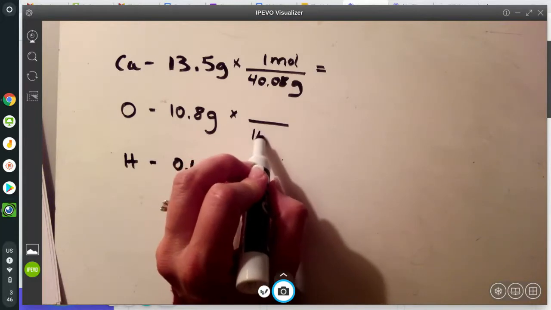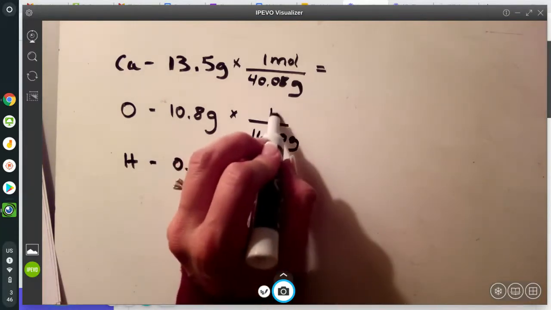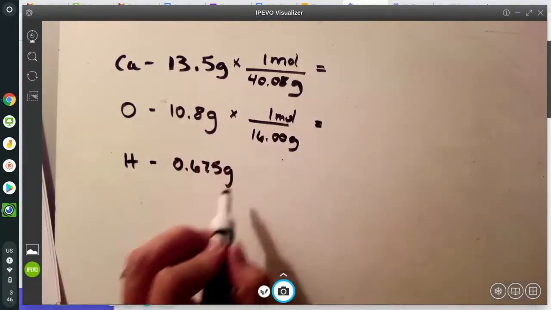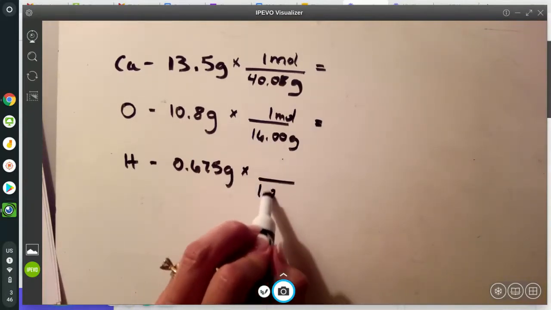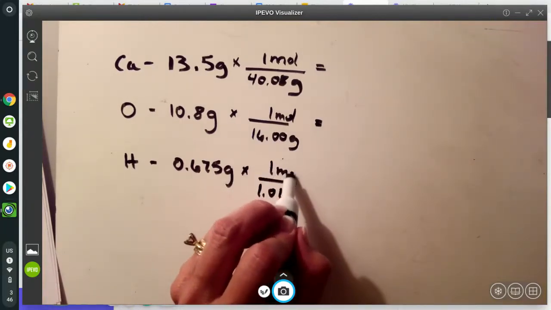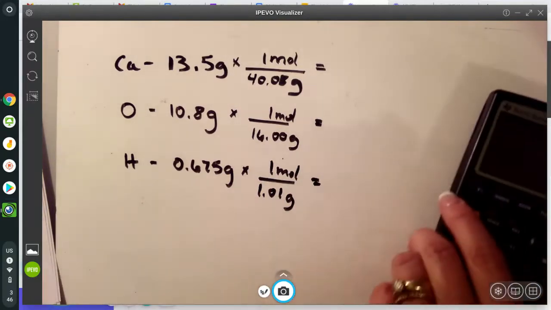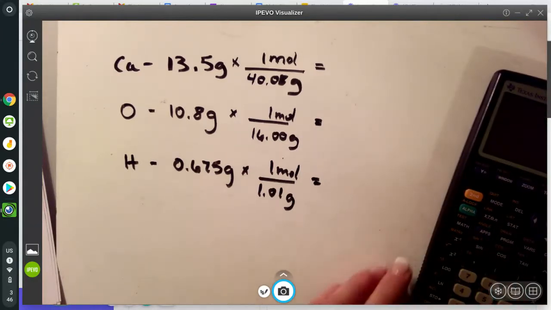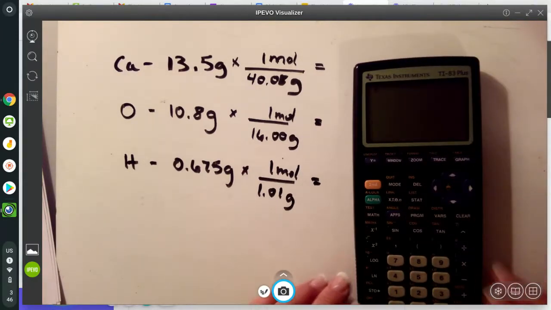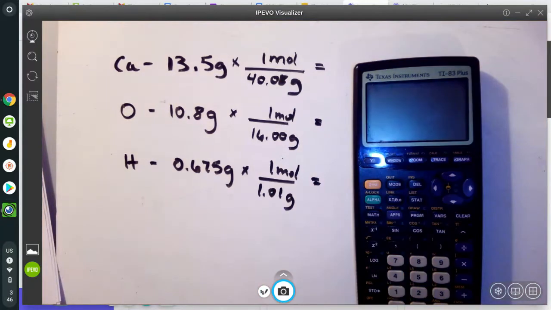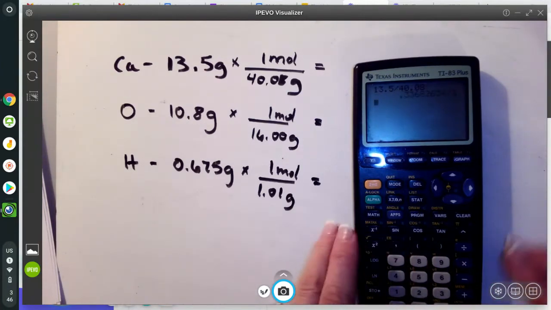So we would write 16.00 grams and 1 mole for oxygen, and for hydrogen, we'd write 1.01 grams and 1 mole. Now we want to go through the math and convert each one of those to how many moles that is. This is something that we did before. Let's see if I can get a light on so you can see my screen a little better. So 13.5 divided by 40.08.